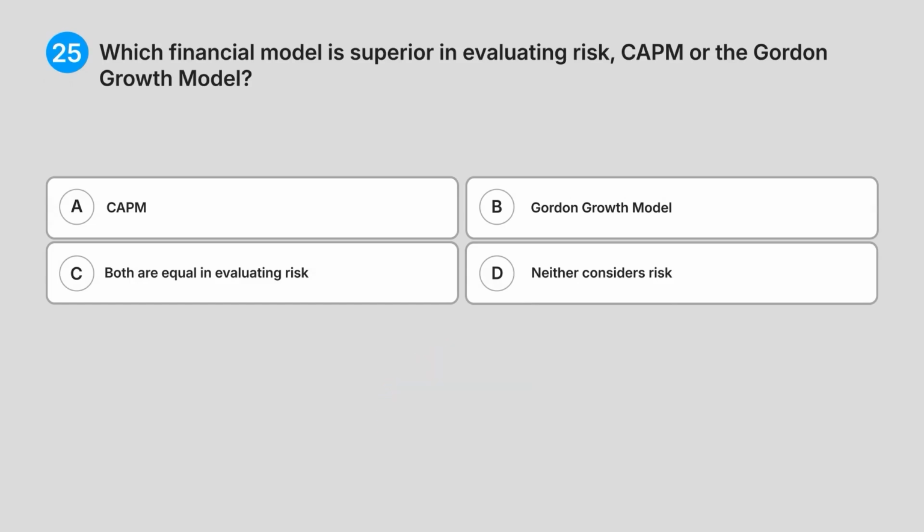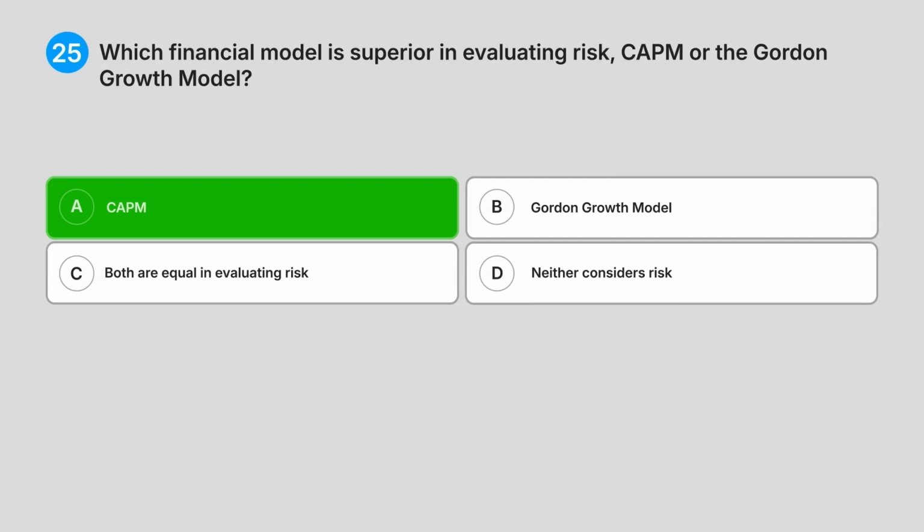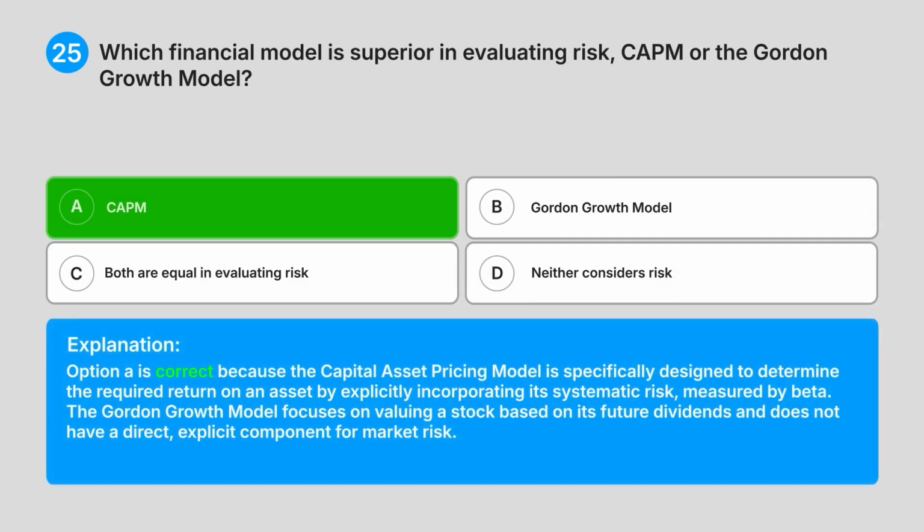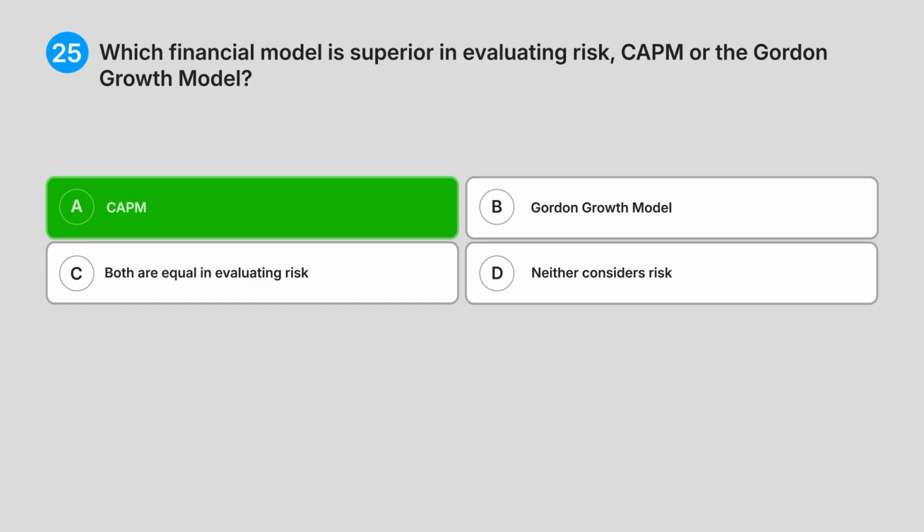Correct answer. A. CAPM. Explanation. Option A is correct because the capital asset pricing model is specifically designed to determine the required return on an asset by explicitly incorporating its systematic risk, measured by beta. The Gordon growth model focuses on valuing a stock based on its future dividends and does not have a direct, explicit component for market risk.